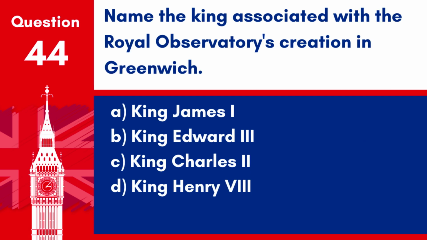Question 44. Name the king associated with the Royal Observatory's creation in Greenwich. A. King James I. B. King Edward III. C. King Charles II. D. King George VIII.